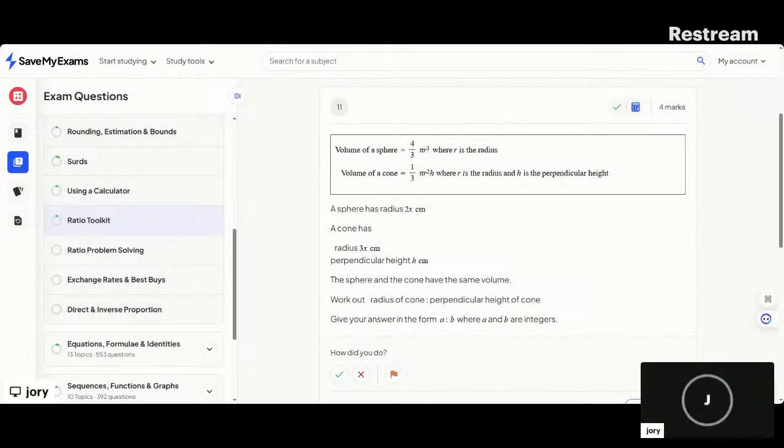9x squared h. Okay, and I'm supposed to find the ratio. Find x, right? The radius of the cone to the perpendicular height. So find the perpendicular height. Find h.